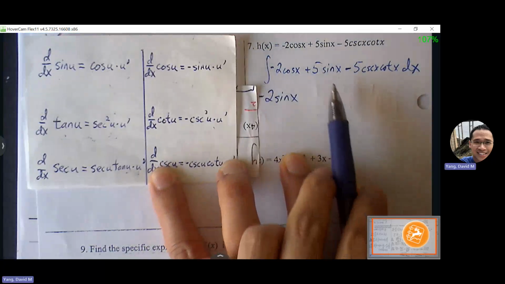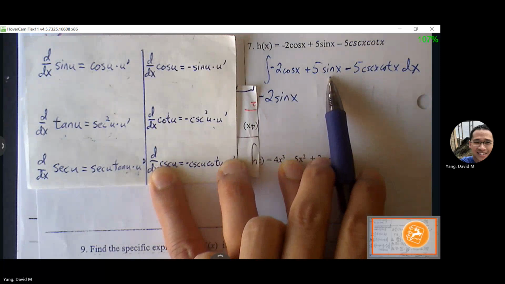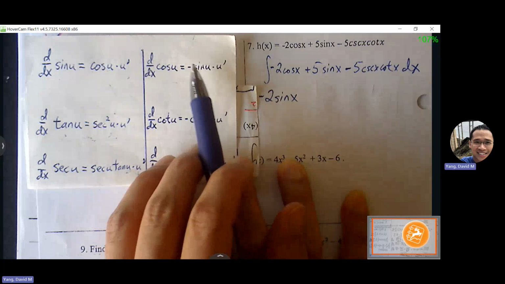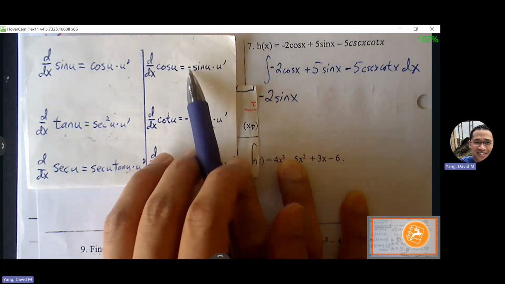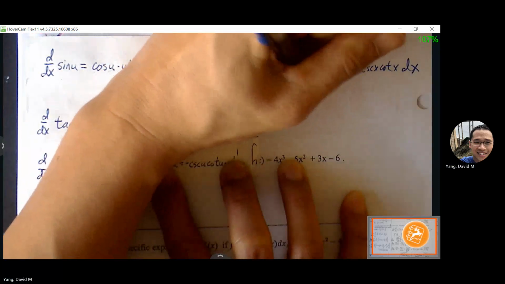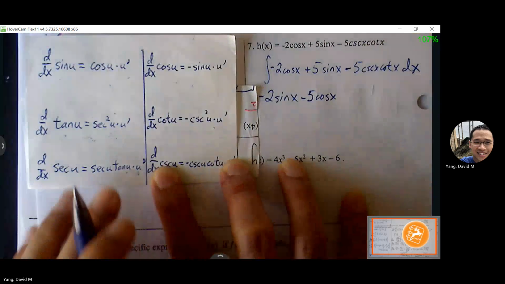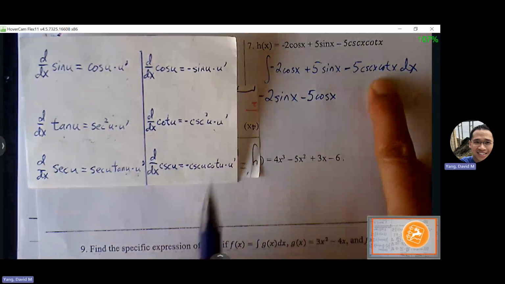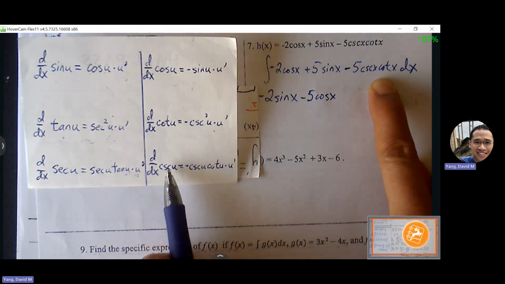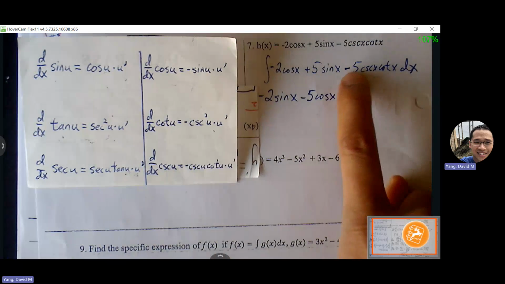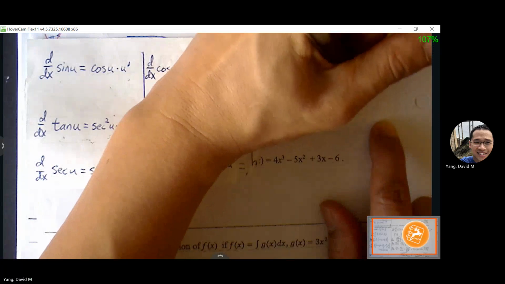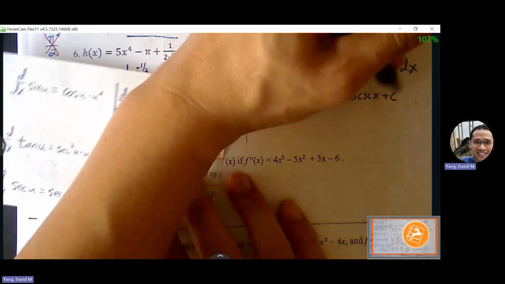Okay, what's the antiderivative of sine? Negative cosine, right? We know that negative sine will take me to cosine, but if I want to do integral of sine, the negative has to move over to the other side. And then what's the integral of cosecant cotangent? Negative cosecant. Now that's going to force that negative to change signs. So plus 5 cosecant. Don't forget plus c.